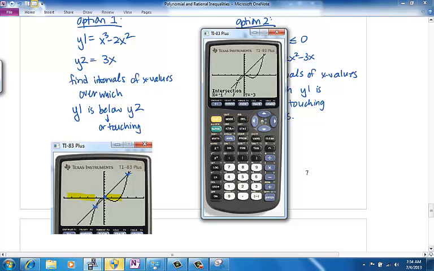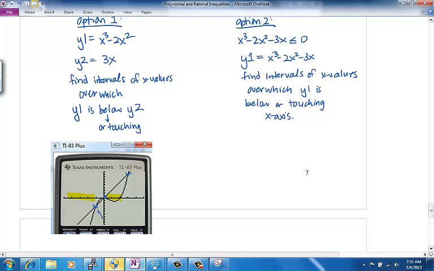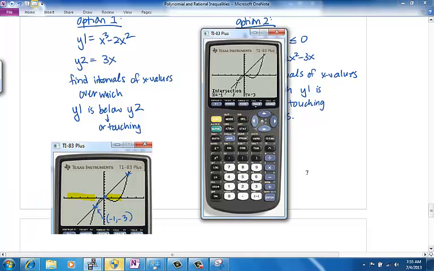Looks like one of them is at -1, -3. And one of them we can just see is 0, 0. So let's go find that last one. 3, 9.